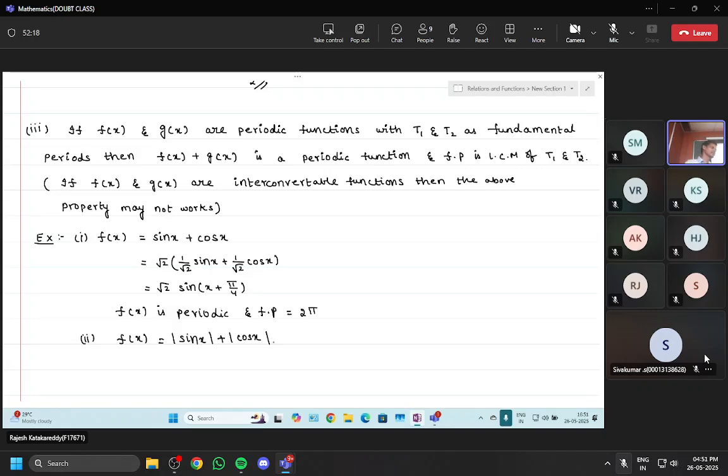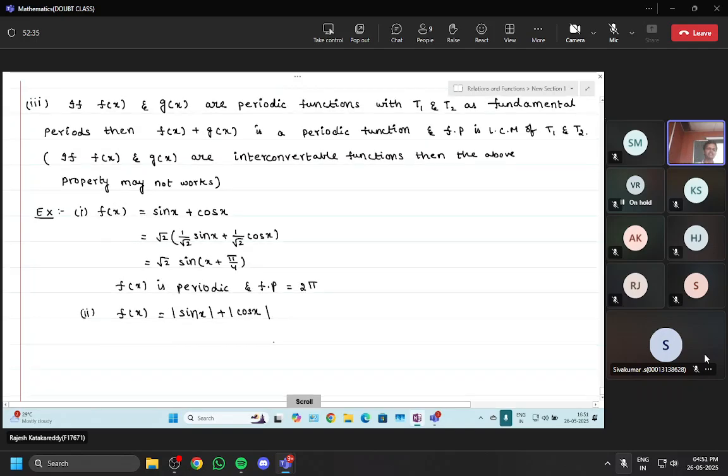But here, my claim is there exists a smaller positive real number where I can show that mod sin x plus mod cos x is equal to again modulus of sin x plus t plus modulus of cos x plus t. I can prove that, right? What is that t value? Now, as per the above property number 3, I should get pi here.